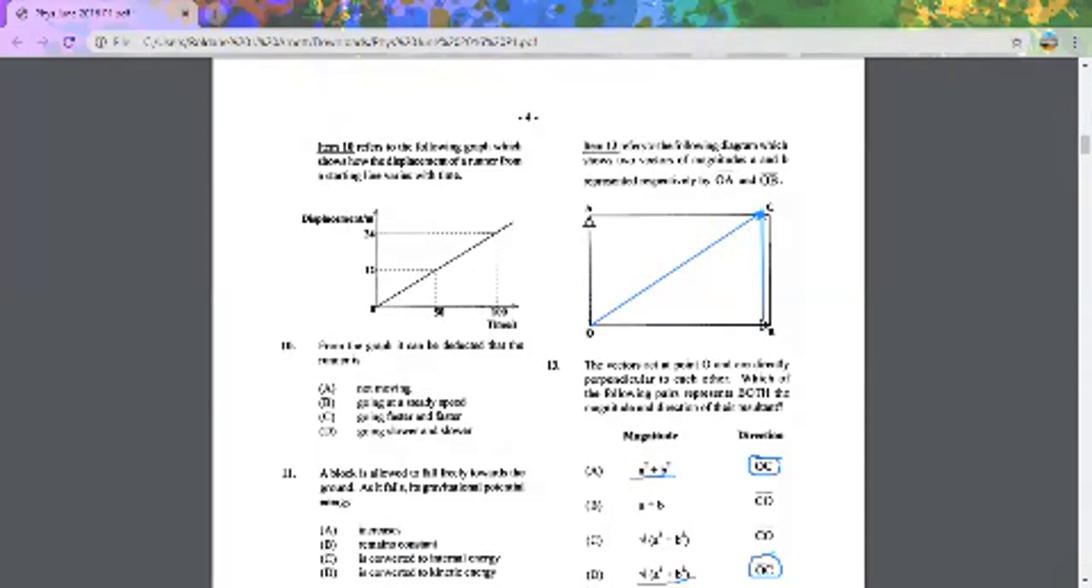But we want to find r, which is a resultant. So a squared plus b squared would have to be square rooted to find the magnitude. So the answer is D and not A. Although A has the correct direction, it does not have the correct magnitude because we want R and not R squared.